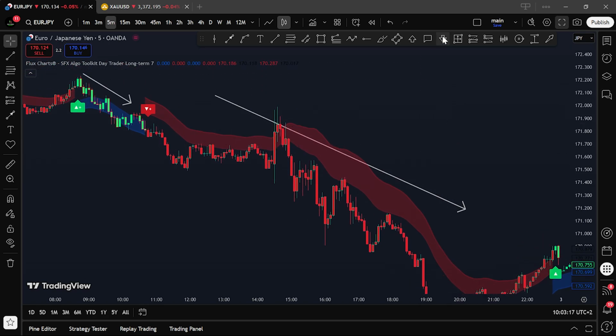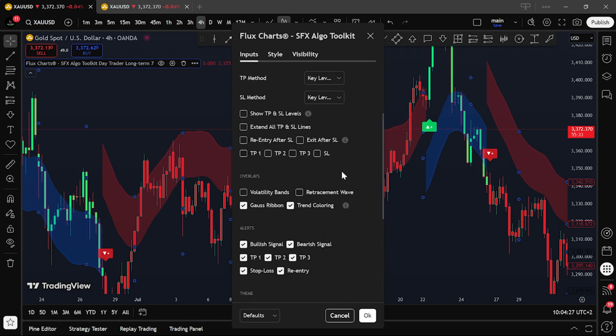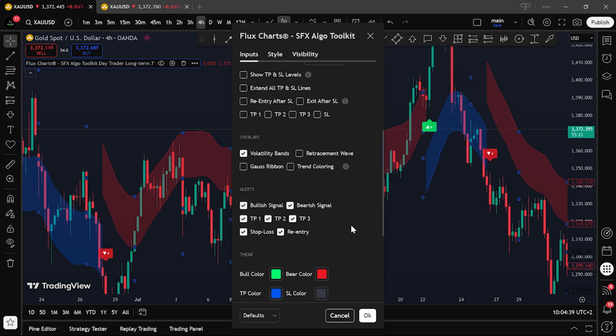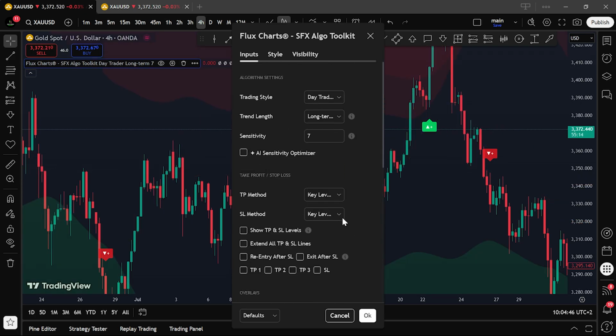If you want to make your entries, you can wait for the pullbacks here to make your entries, but you also have to use your confirmations and other trading strategies to make this indicator more useful. Other features of this indicator are the alert for bullish signals and the bearish signals, even the take profit level, stop loss, and re-entry. You can change even the theme here, but most of the time I will just remove the trend coloring because I want to see my candlesticks very properly and activate the volatility and use my price action trading strategies. Other than that, these are all the features that you can get from this indicator.